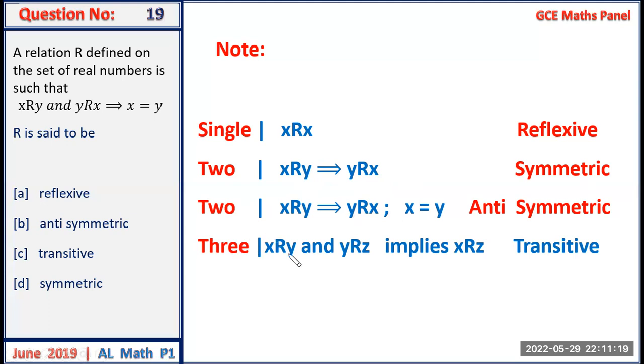If there are three variables, x relates to y and y relates to z implies x relates to z, we talk about transitivity. So which of these cases do we find in our question here?